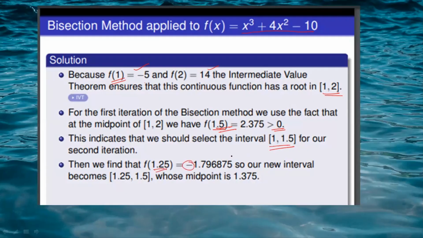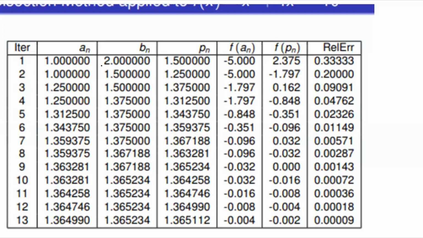It is a negative sign, so less than 0. So what is the greater than 0 value? 1.5. The less than 0 value is 1.25. So it will become (1.25 plus 1.5) by 2, that is 1.375. So like that, see, I have substituted and found the value.